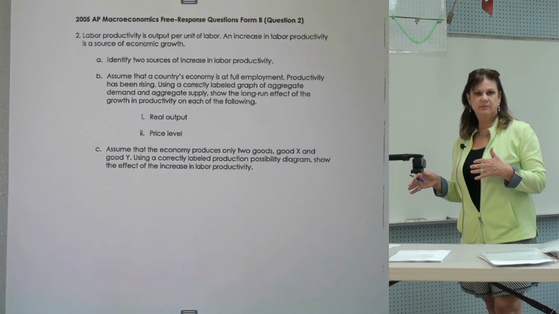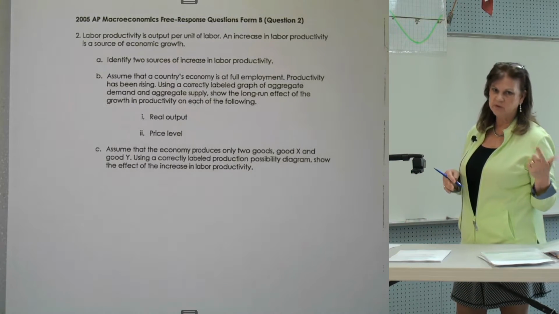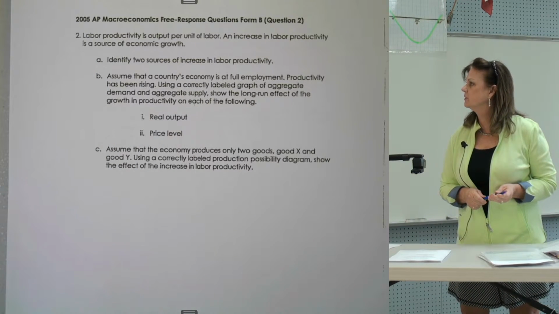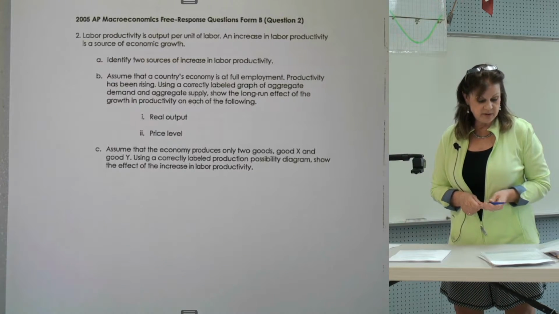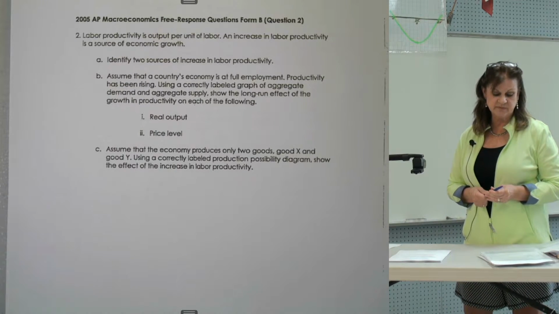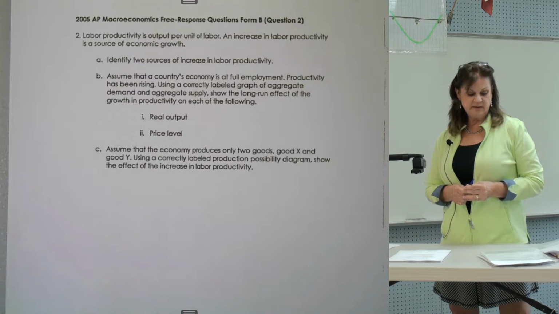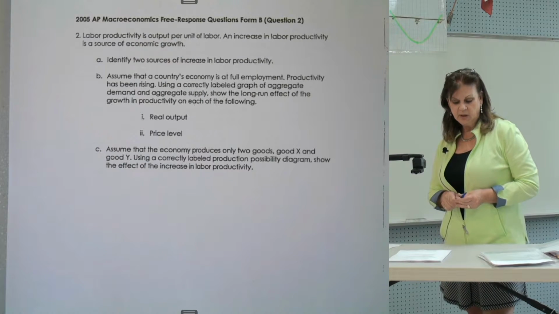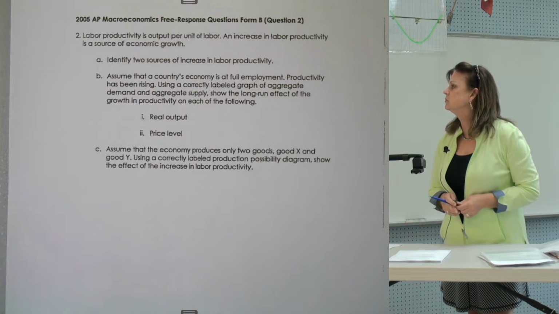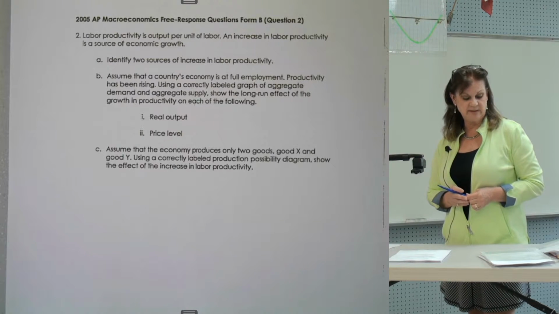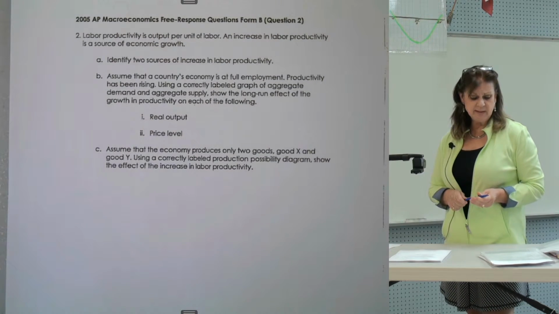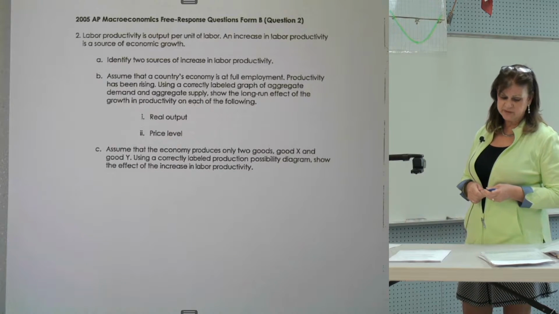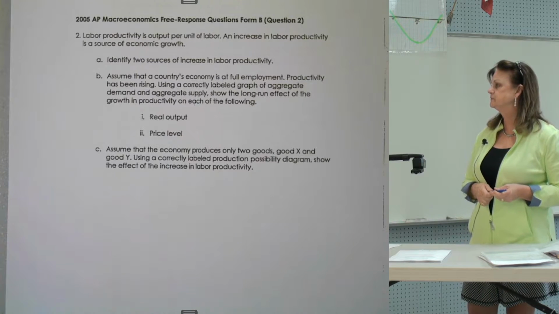By the way, this would be an example of a short question, which there's going to be one long question and one short question. So here's a short question. Labor productivity is output per unit of labor, and an increase in labor productivity is a source of economic growth. Identify two sources of increase in labor productivity. Assume that a country's economy is at full employment and productivity has been rising. Use a correctly labeled graph of aggregate demand and supply to show the long-run effect of the growth in productivity on output and price level.